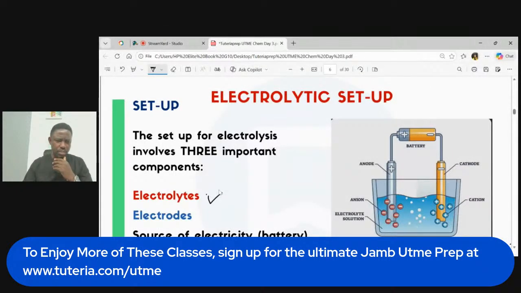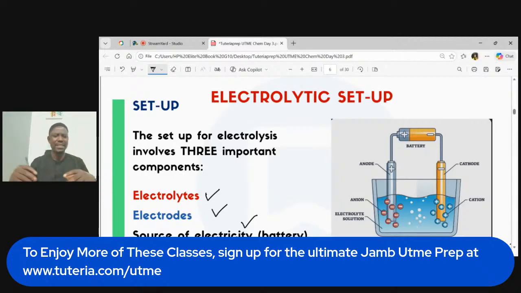The first one is electrolyte, all right. The second one is electrodes, and the third one is source of direct current. That is like a battery, something that is producing electricity. Those are the three important components of it.